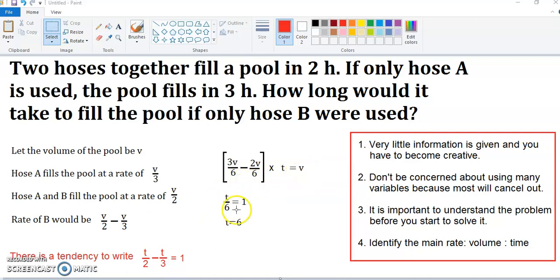And if we divide everything by V, we just have t over 6 equal to 1, which means that t is equal to 6. And that is the right answer. There's a tendency in many cases to write t over 2 where t is time. That's completely wrong because that's a proportion of times, okay? And it doesn't explain how the problem works. So the best thing to do in these problems is what I just outlined here: identify the main rate and don't worry about using extra variables because it's not a problem. They usually end up canceling out.